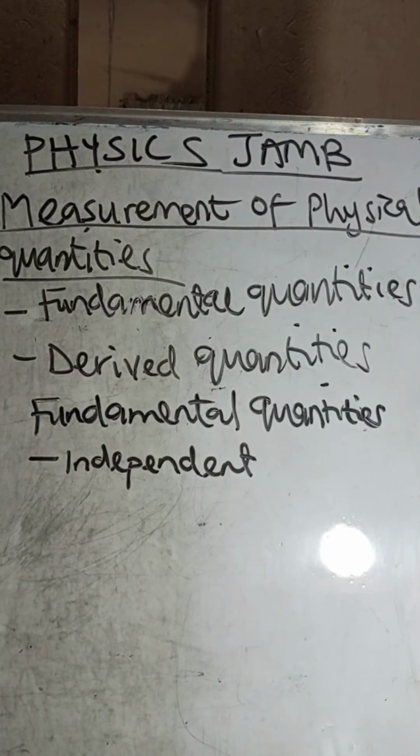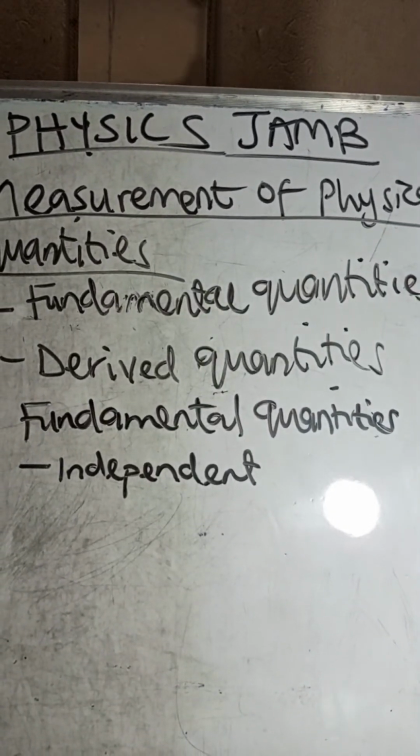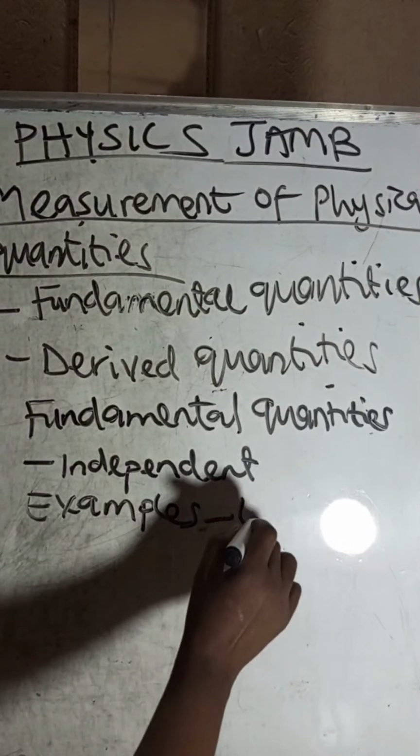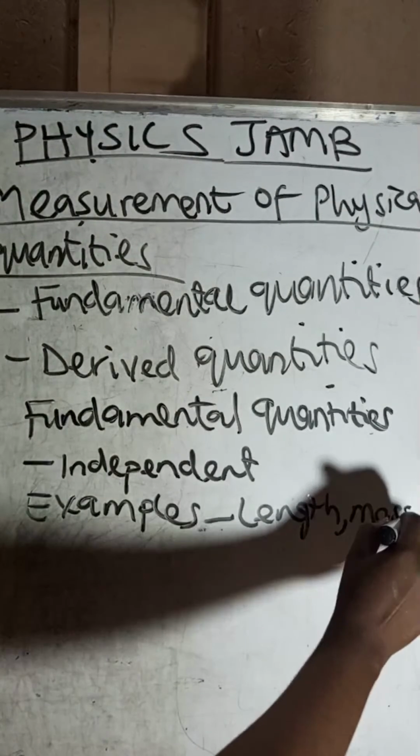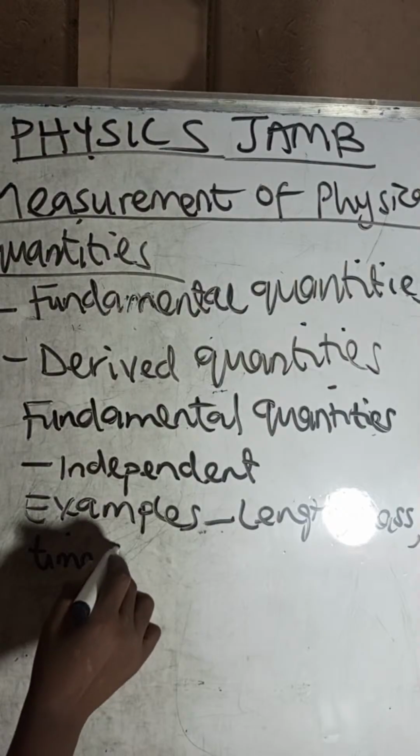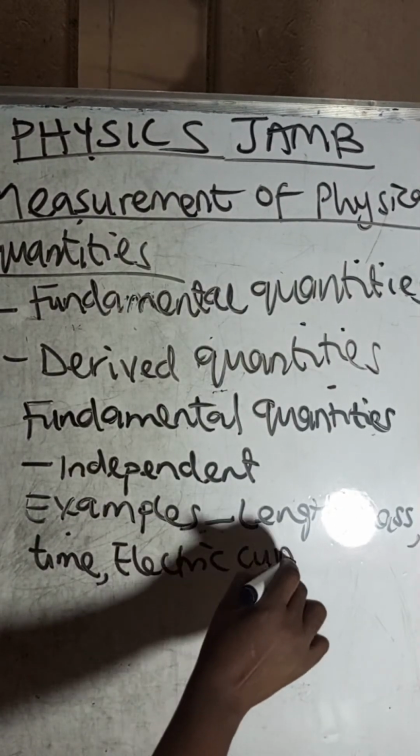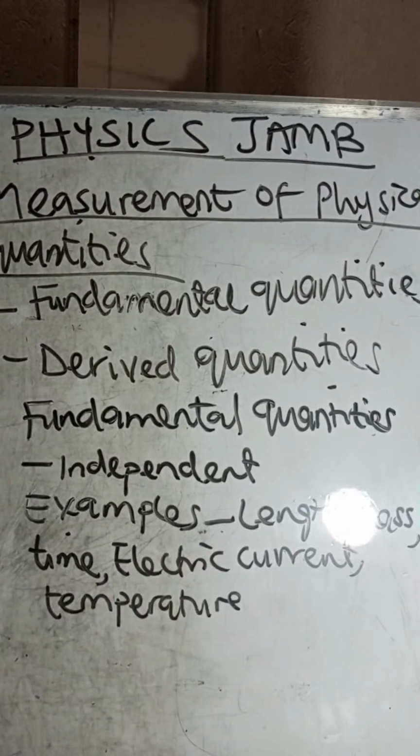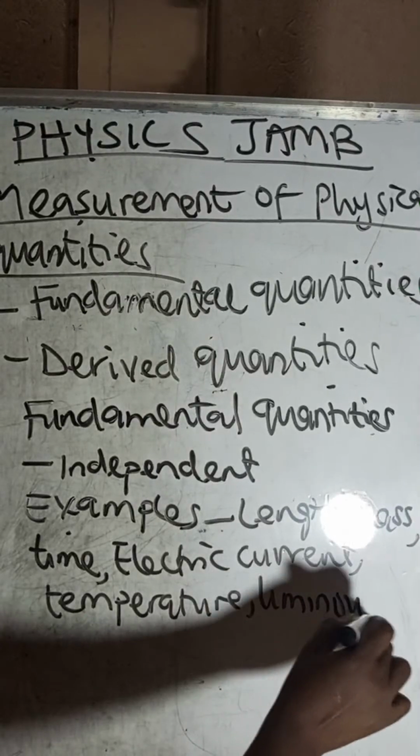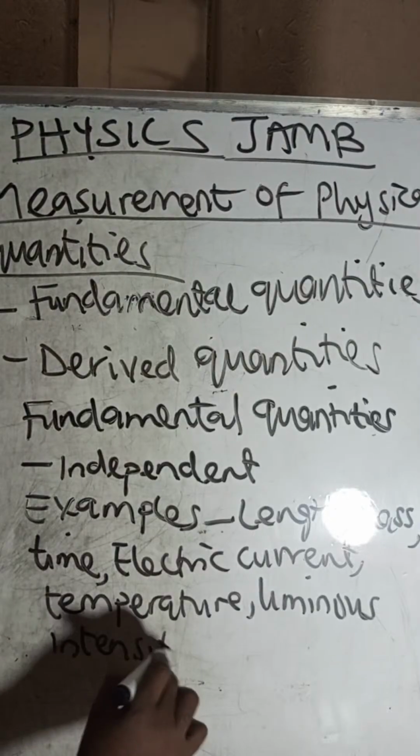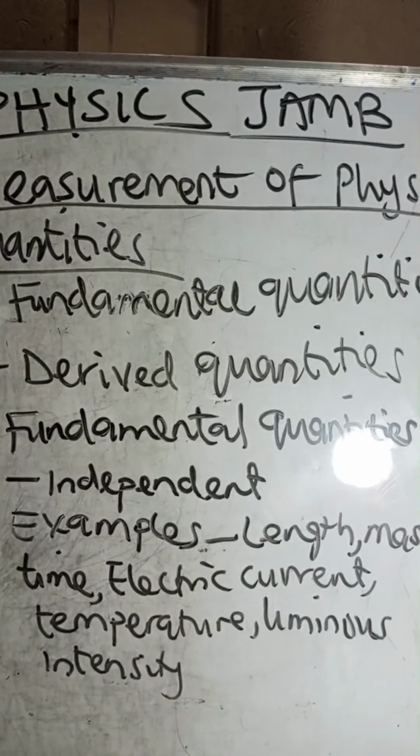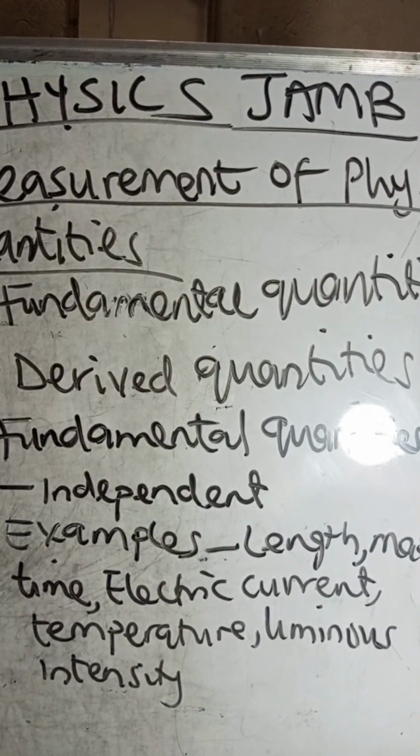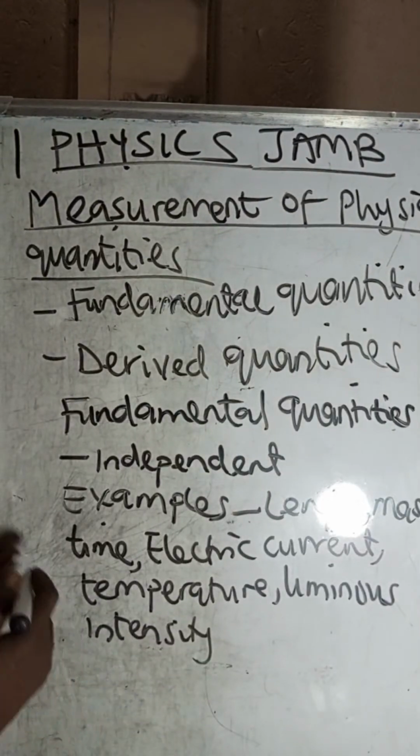So I'm going to read the examples of fundamental quantities so that you understand. All right. So the examples we have: length, mass, time, electric current, temperature, and luminous intensity. All of these are classified under fundamental quantities, right? They are classified under fundamental quantities. I hope you can see now.